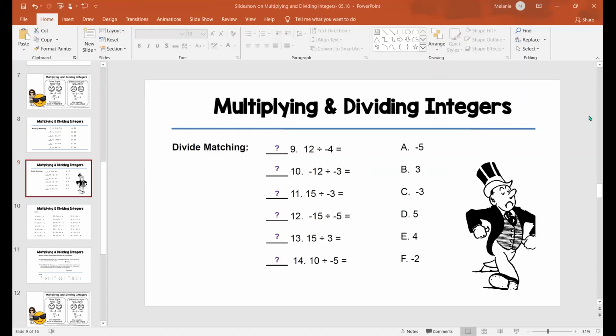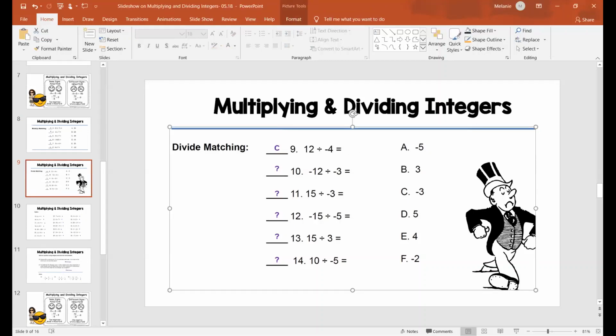Brayden, maybe you can help me out with that. It would be C, negative 3. Exactly, C, negative 3, because one of them's a negative and one is a positive. Awesome. And then number 10 says negative 12 divided by negative 3.